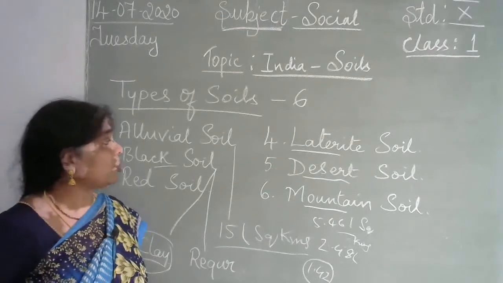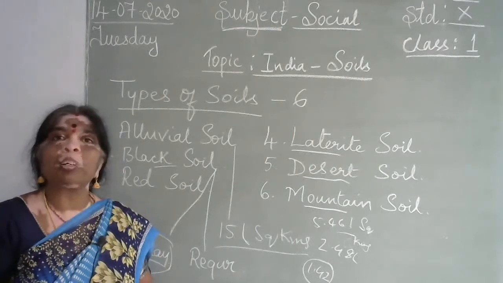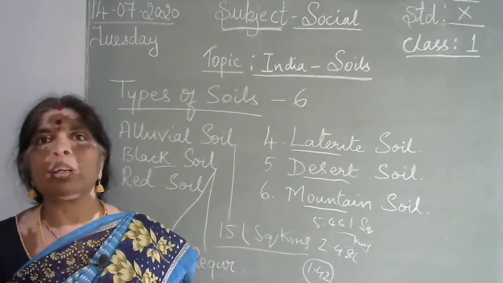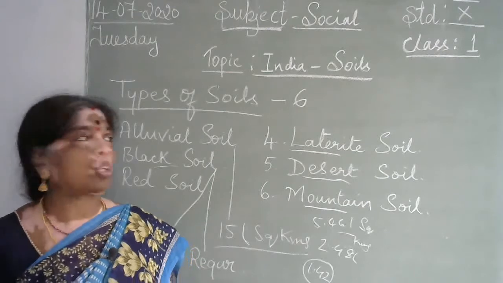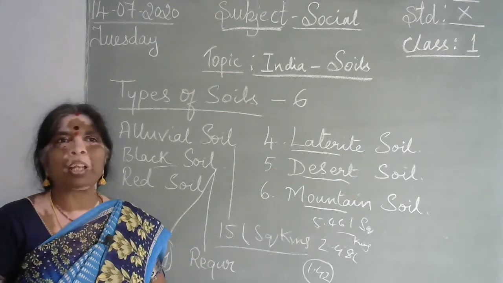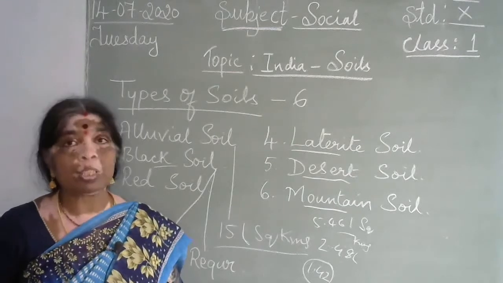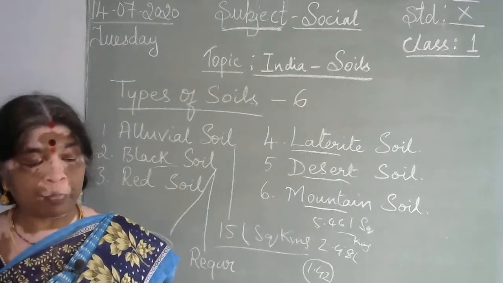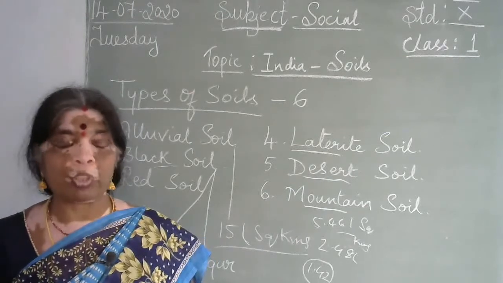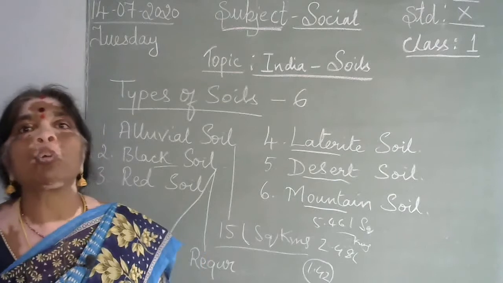In the mountain soil you will find a lot of humus and fertility, where plantation crops are grown. Plantation crops means only one plant, that is tea and coffee. For this we call it a plantation crop, like tea, coffee and fruits. So they are largely found in which places?